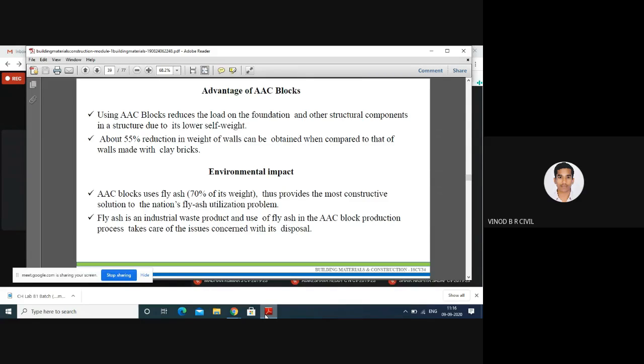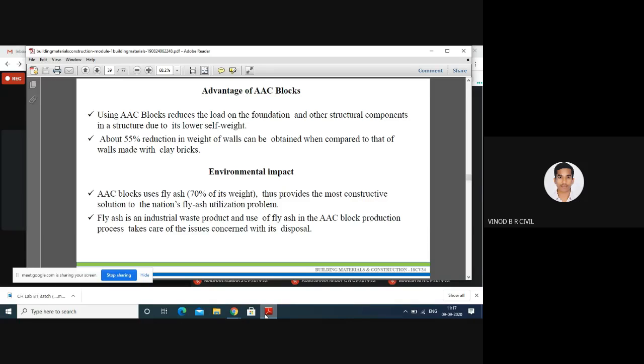And next one is the environmental impact. What environmental impact can we expect? Aerated concrete blocks use fly ash as 70% of their weight. For example, if the block is 1 kg, 0.7 kg is completely fly ash. Fly ash, as we already discussed, is one of the waste materials. We can expect it as a binder material. At the same time, density is also very low. This provides the most constructive solution to the nation's fly ash utilization problem.